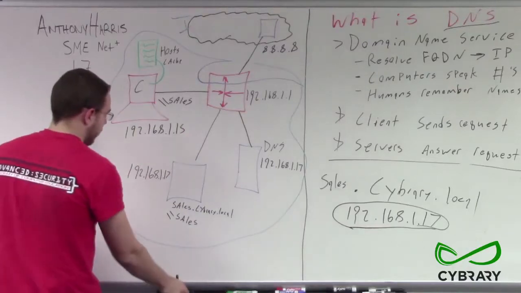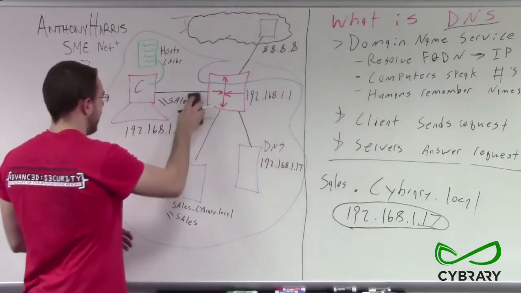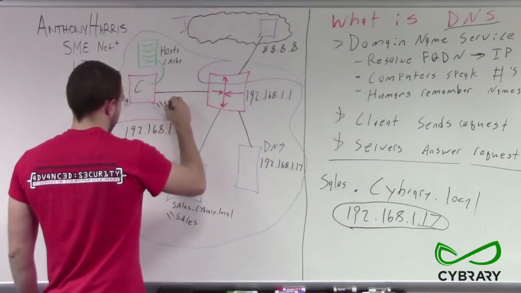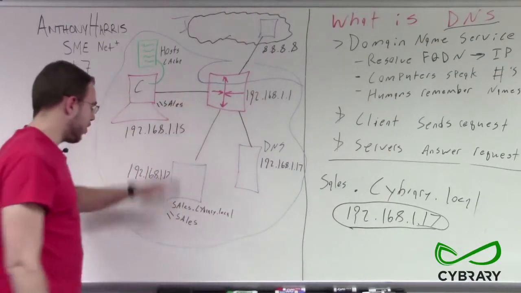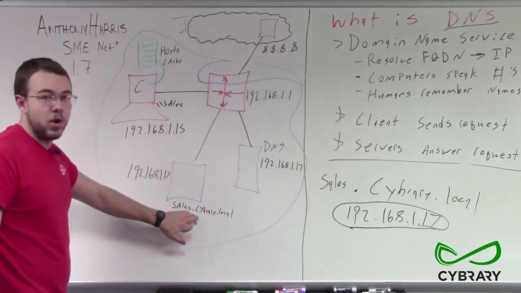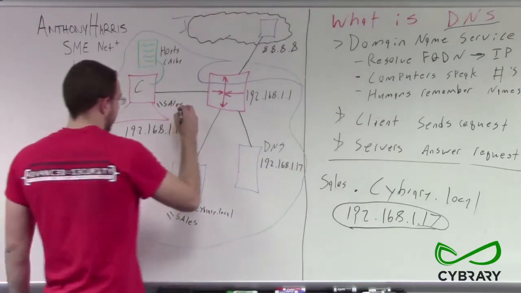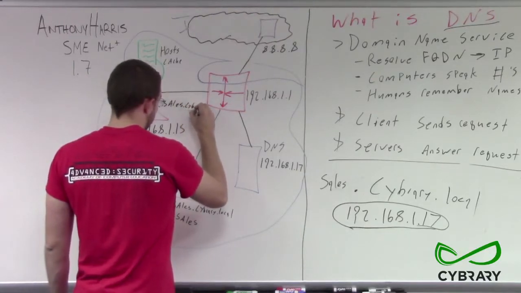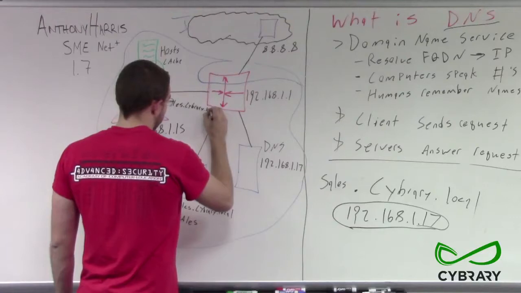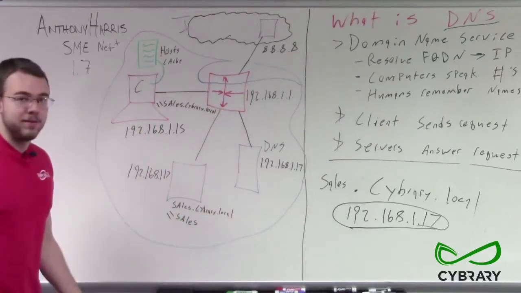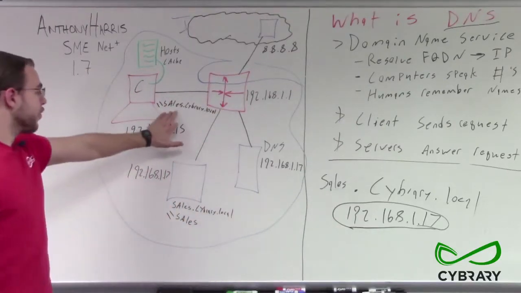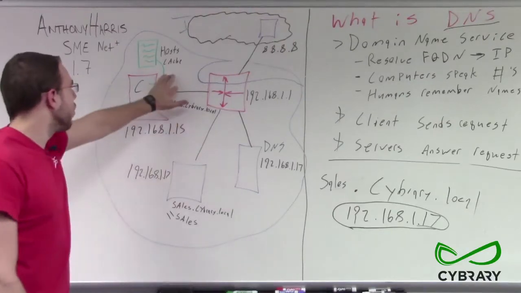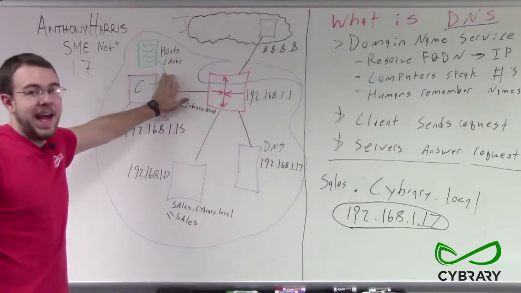Well, the first thing our computer is going to do is tack on whatever local domain we're on. So we are on the same domain as this sales.cybrary.local server. So we're going to tack on, okay, sales.cybrary.local, and that's what our computer is going to do automatically for us. Now, the first place it's going to check for resolution is not going to be our DNS server. It's going to check our local hosts file as well as our cache.